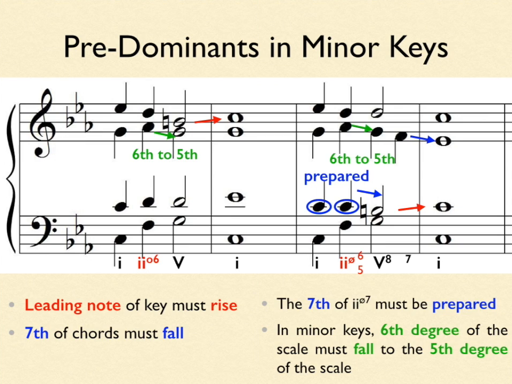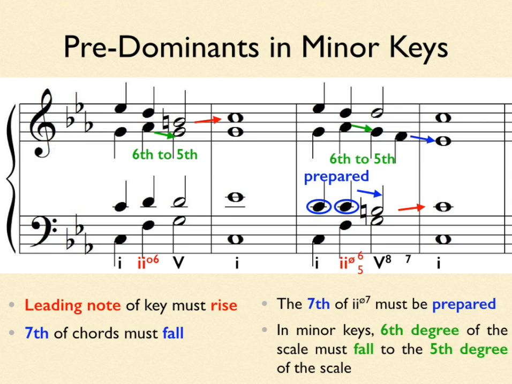So you can see in both examples, in the supertonic chord, whether it's a supertonic chord or a supertonic 7th chord, doesn't matter, the 6th degree of the scale is there. We're in the key of C minor, so your 6th degree of the scale is A flat. That A flat must fall down to the G.